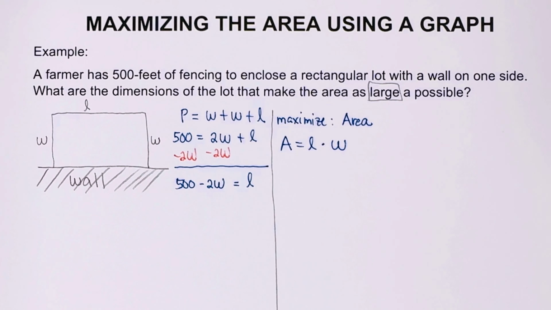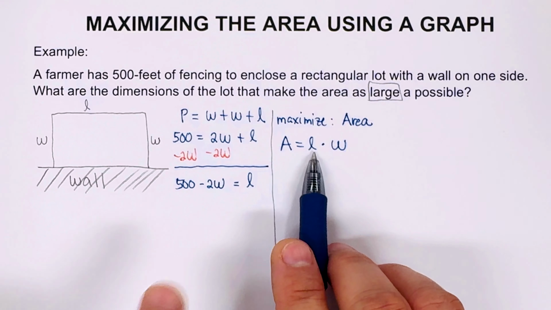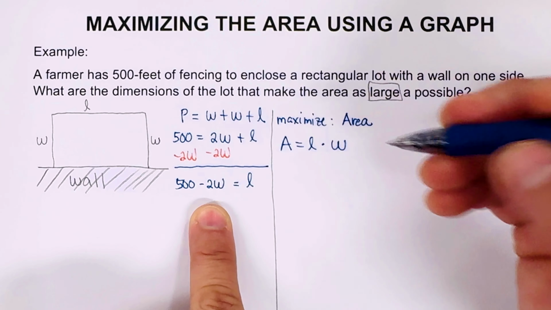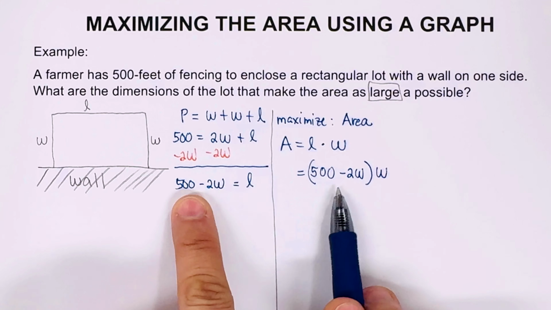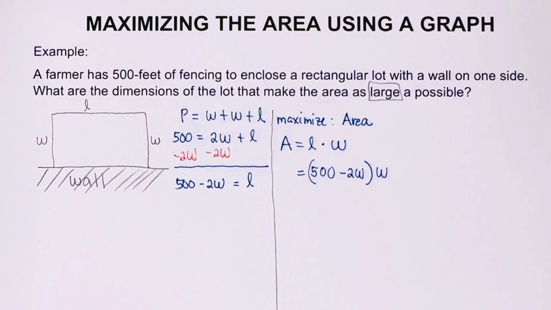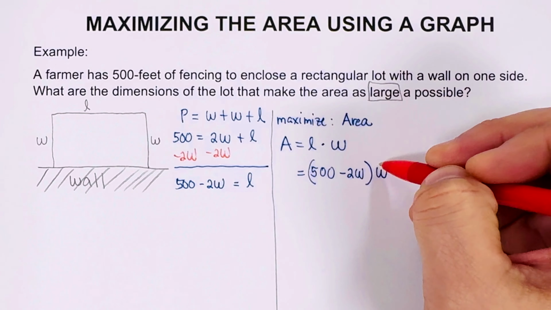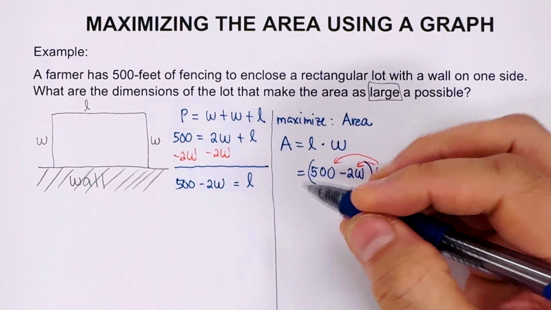Since we know the formula of the length in terms of its width is this, I'm going to go ahead and plug it into the length right here. So this equation would come out. I took this whole thing, plugged it into the length, and multiplied it with the width. So we're going to distribute the width to each of the terms inside the parentheses. So our equation would come out.